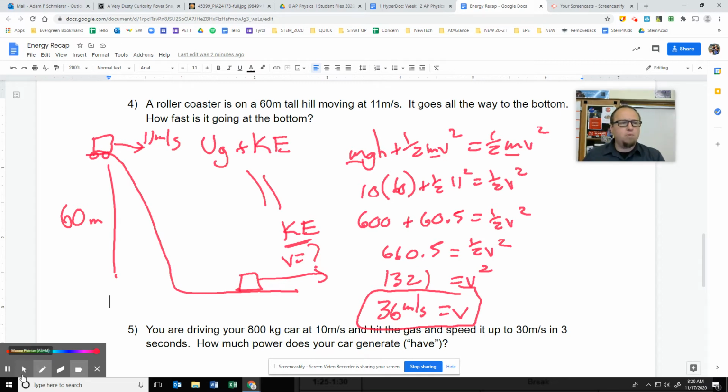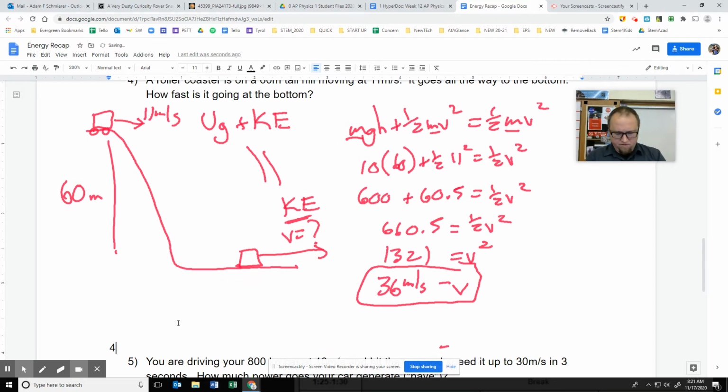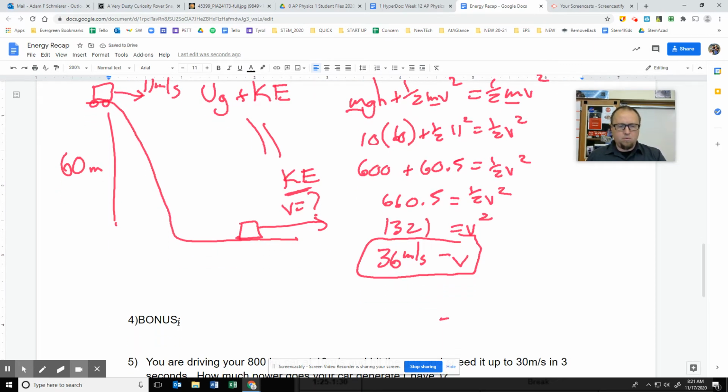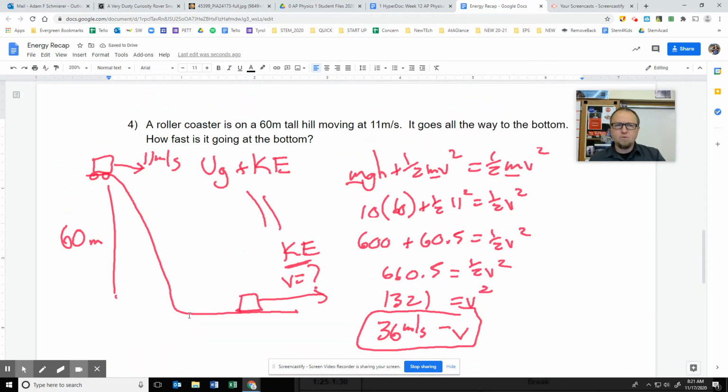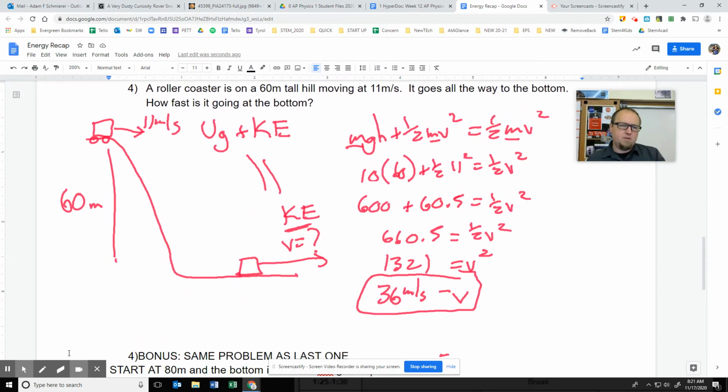Before we do the next problem, I want to drive something home for bonus. What if it's the same problem as the last one, but you start at 80 meters, and the bottom is 20 meters off the ground? I want to think about this one. So we've got the same problem as the last one.